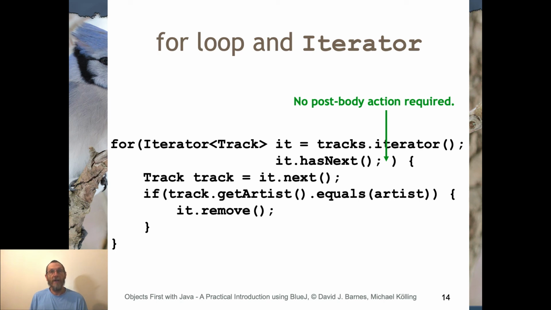We no longer have an integer index that we're using to call something like the get method of the array list. So what this example illustrates is that we can leave out some of the elements in the header of a for loop. In this case, we're leaving out the post-body execution element. We could also leave out the initialization element. For instance, if we'd already initialized a variable immediately before the loop was executed. So leaving out one or other of those two elements is quite common.